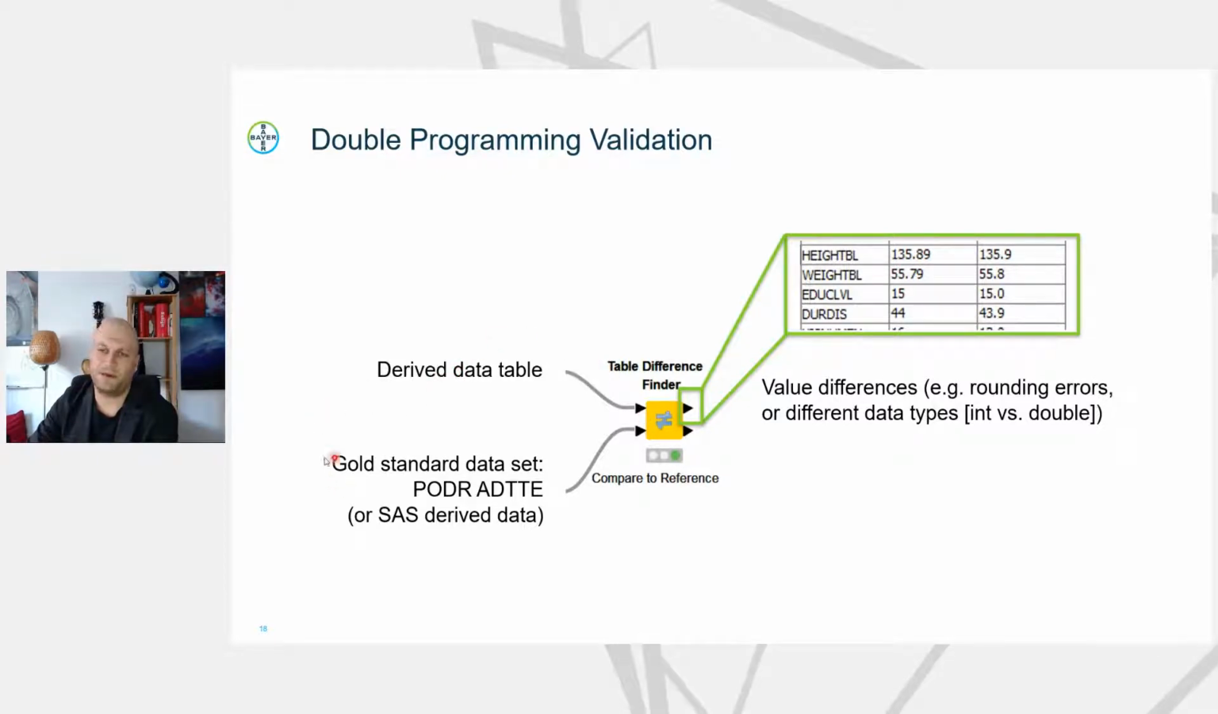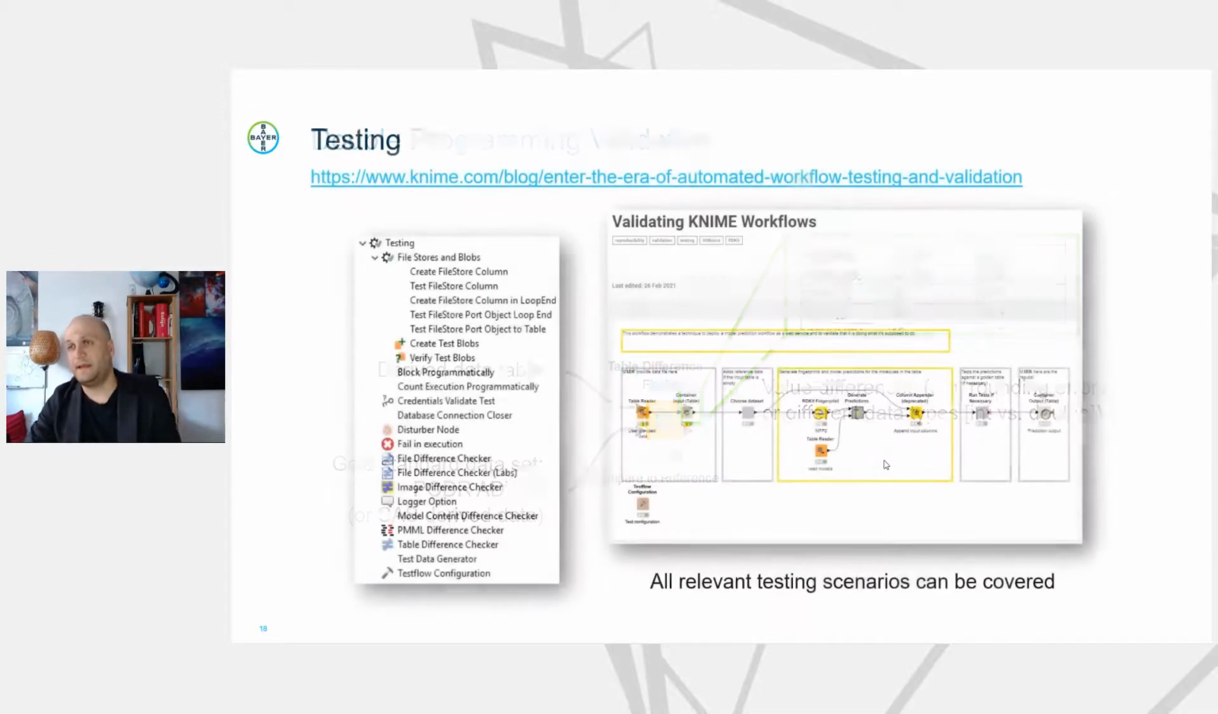We could read a data set that is derived from SAS, and we can read a derived data table that is generated in KNIME and do the comparison and see where the differences are. But KNIME comes with a large repository of testing nodes that actually cover almost all relevant scenarios.